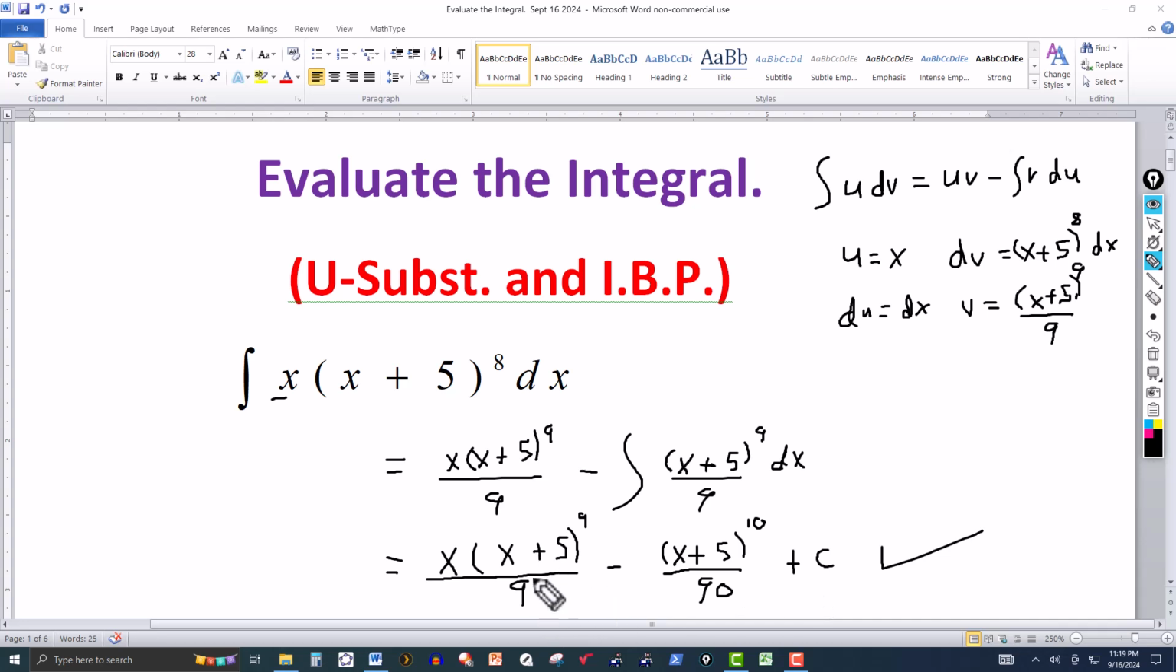Now this one doesn't look like the other one. We did it by a different method, but it still works. You can do what I did in the first one and take the derivative of this. For the first term, you're going to have to use the product rule, and then over here, and then simplify, it will give you the integrand. But that's the answer we get for that one.